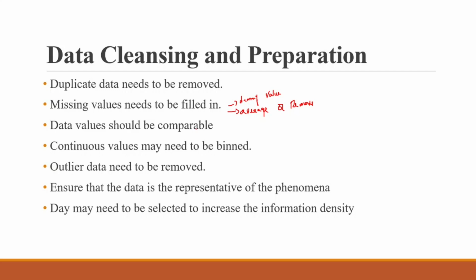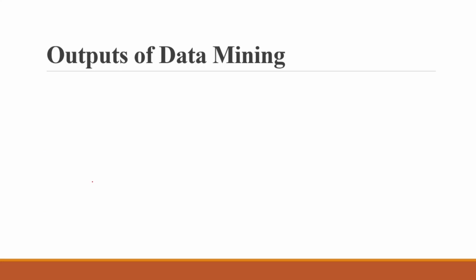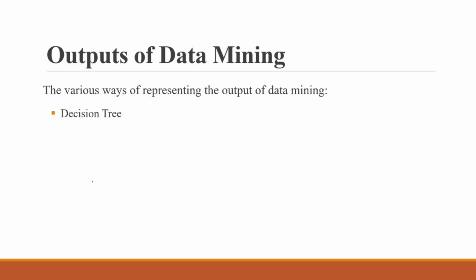Now let us see the next one. The next topic is about the output of data mining. The data mining techniques can serve different types of objectives, and the outputs of data mining will reflect the objective being served, and there are various ways of representing the output of a data mining task. One of the most popular ways of representing the output is in the form of a decision tree. Yes, it is the same decision tree we have already learned in our previous semester, machine learning, right? And this is something not new to us.